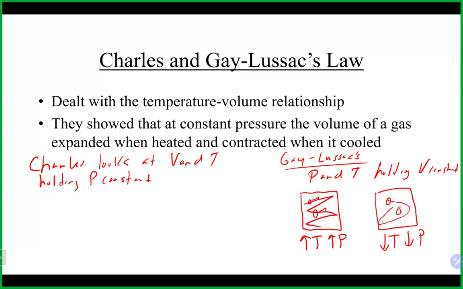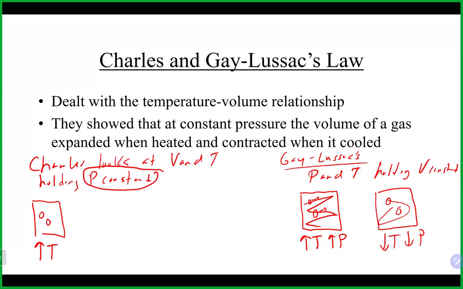Now, if we look at the Charles' law situation over here, we have a container with gas molecules in it. If we increase the temperature in this situation, again, our gas molecules are going to be traveling a lot faster, and we would expect a lot more collisions. That would lead to an increase in pressure. But that's a problem in this situation because we want to hold the pressure constant. So we know that in the situation on the right, when we increase the temperature, we see an increase in pressure because the volume is fixed.